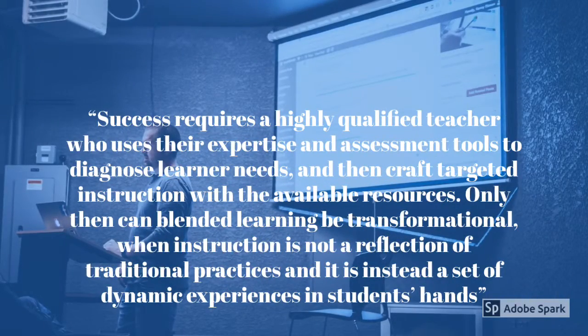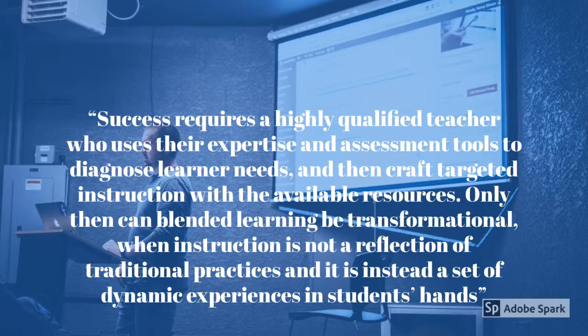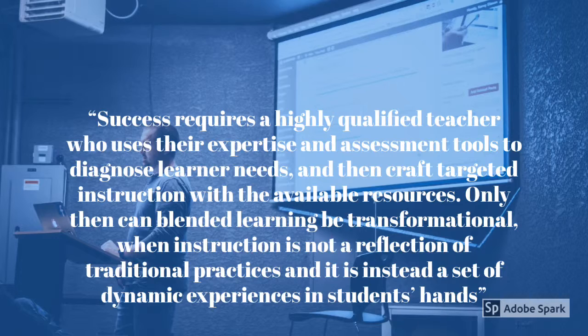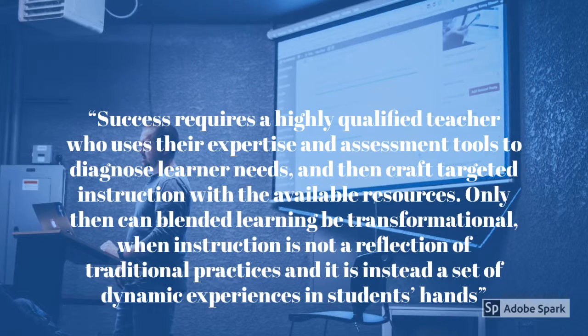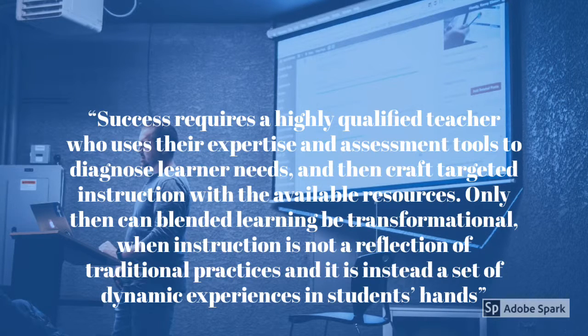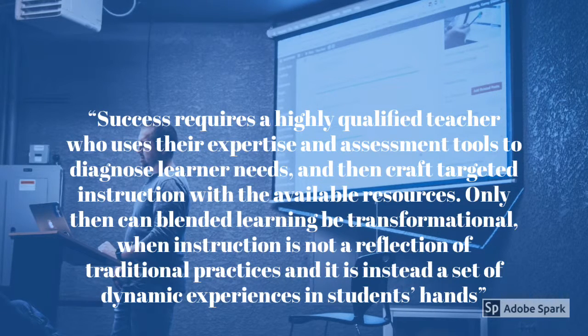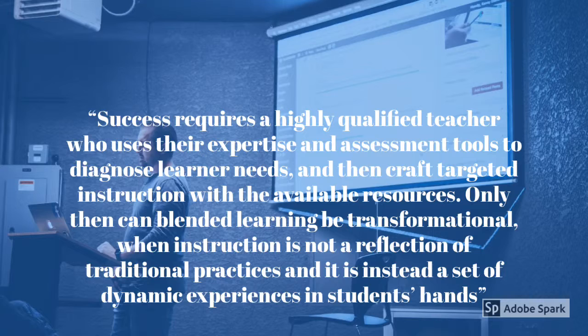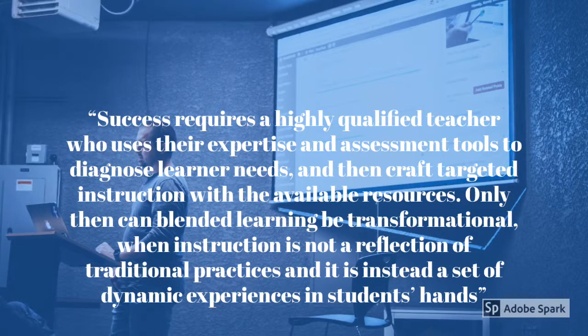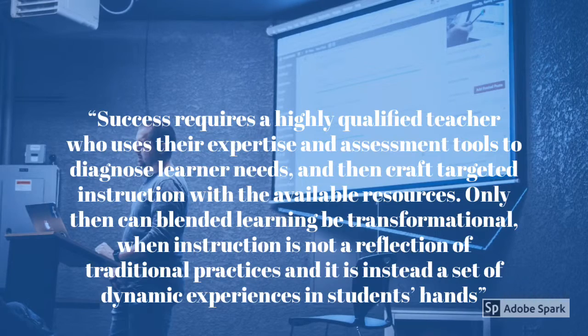Blended learning allows students to take control of their own learning. John McCarthy expresses that success requires a highly qualified teacher who uses their expertise and assessment tools to diagnose learner needs, and then craft targeted instruction with the available resources. Only then can blended learning be transformational. When instruction is not a reflection of traditional practices, it is instead a set of dynamic experiences in students' hands.